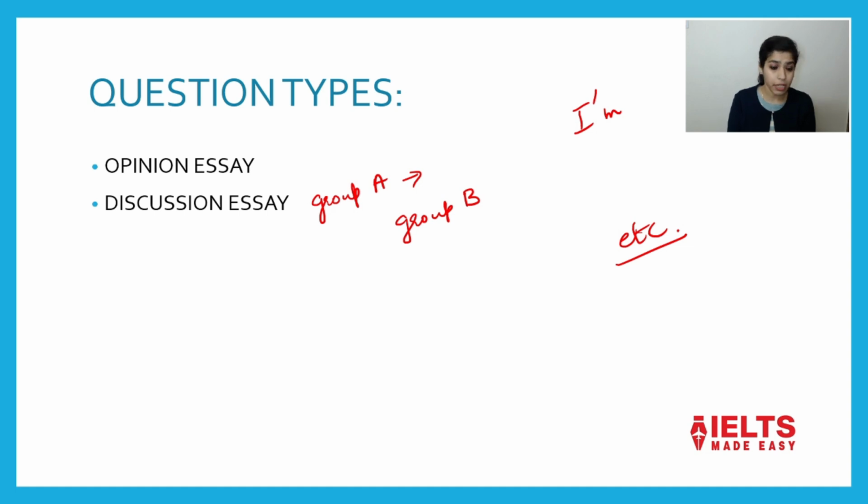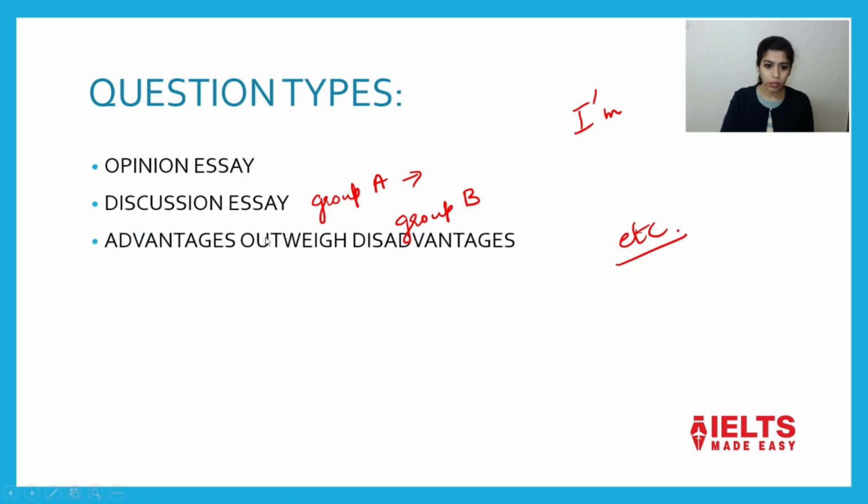So that varies. If the question is asking discuss both views and give your opinion, then body paragraph 1, discussion of the first view, group A. Body paragraph 2, discussion of the second view, group B. And last is the opinion. If they are asking your opinion, you have to give your opinion in body paragraph 3, or in introduction as well as in conclusion.